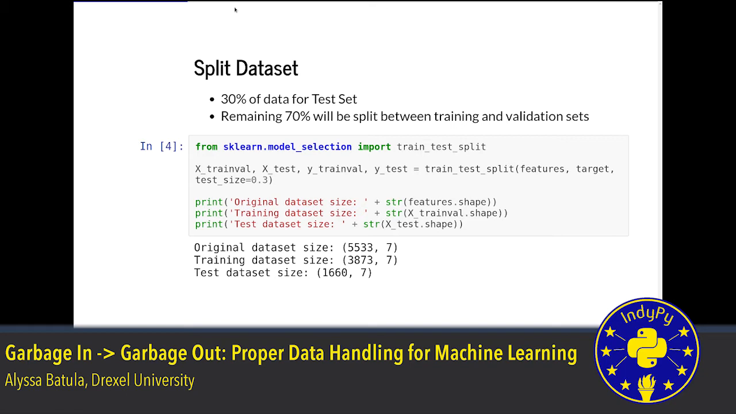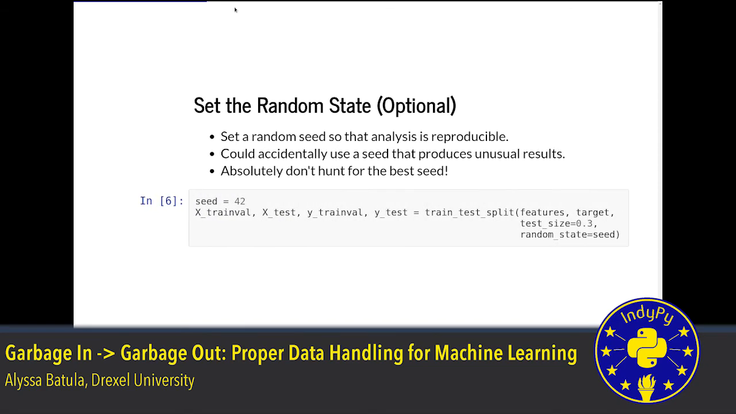This is nice for notebooks like this, so that every time I regenerate this presentation, the numbers will stay the same. You could accidentally select a seed that produces unusual results, and then every time you run it, you get the same unusually good or unusually bad results. And absolutely do not hunt for the seed that works best on your data set. Don't do it. That's called overfitting, and again, it's not going to give you realistic, real-world accuracy.